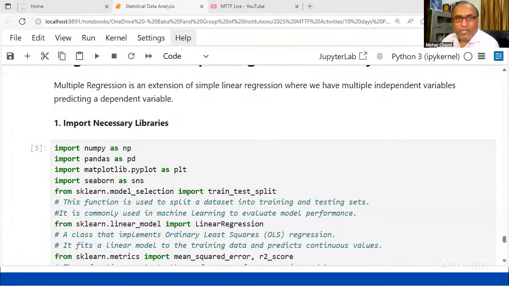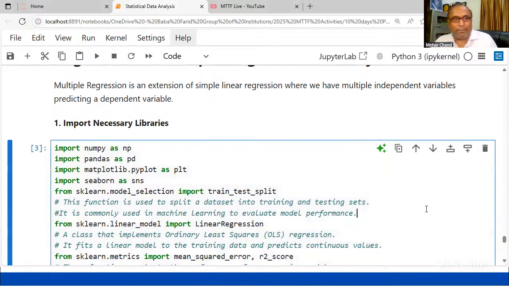Here is the screen, and these are the contents. We are talking about multiple regression, which is the extension of linear regression. Again, this is quite easy and interesting. These are the required libraries for this model, and all of these you are already familiar with.